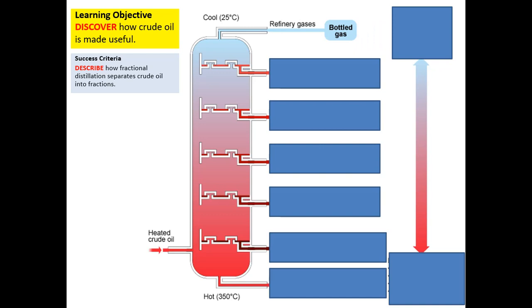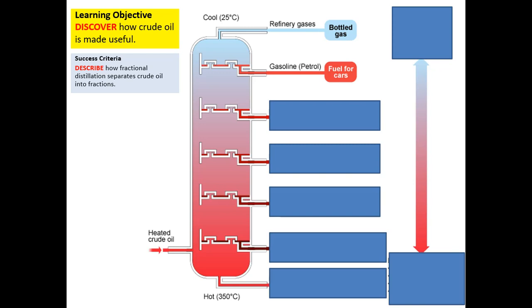Now, these are called refinery gases. These are our LPGs that we've just been talking about, butane, propane, and things like that. So they remain a gas. They go and get bottled, and we use them for camping and barbecues and things like that. So the next ones from the top would be the petrol. So we've got our bottled gases, and then we have petrol, which are used for cars.